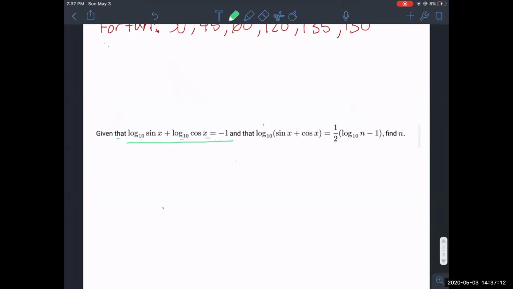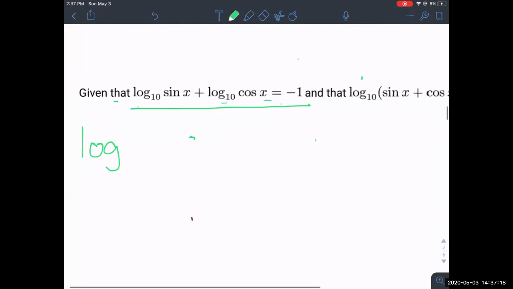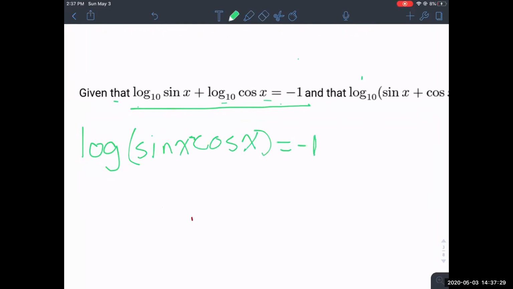So with this one, remember that when you add logarithms, you multiply the stuff on their insides. So we have log of sine x cosine x is equal to -1. And then knowing this, it's 10 to the -1, which is equal to 1 over 10, which is equal to sine x cosine x.